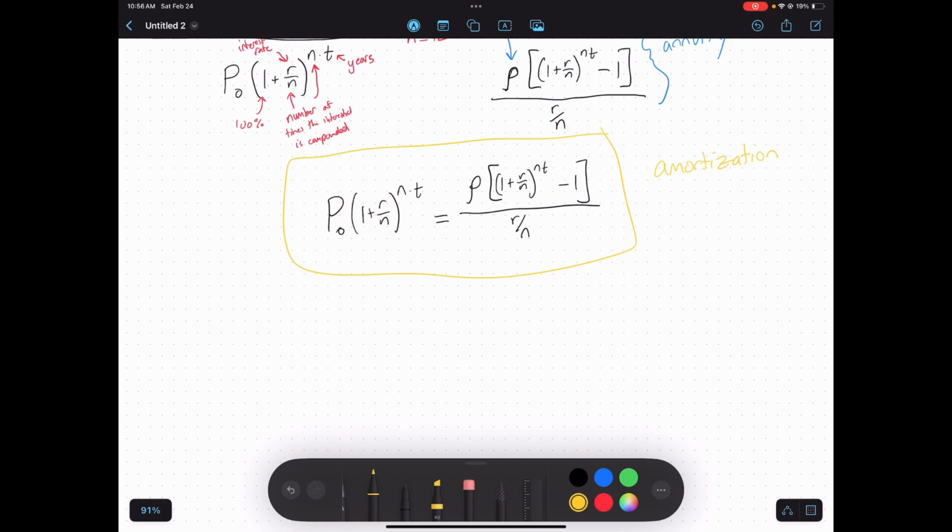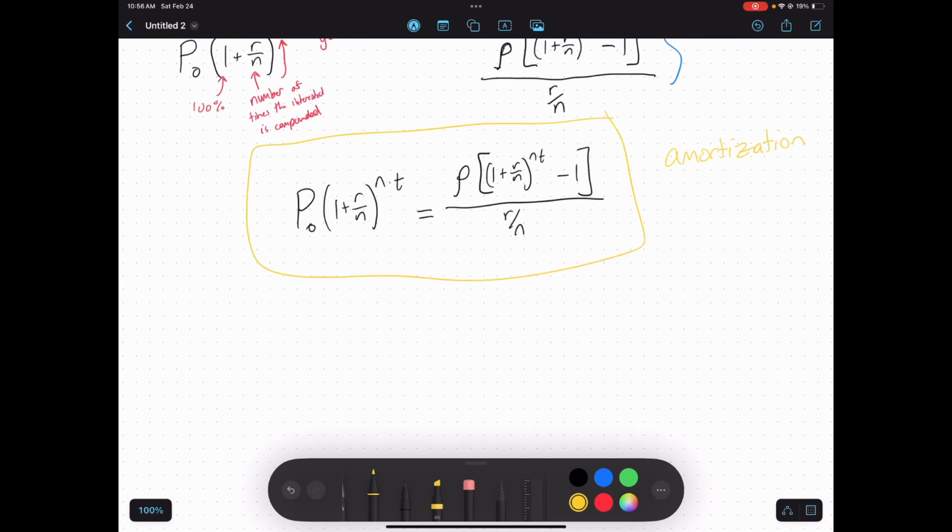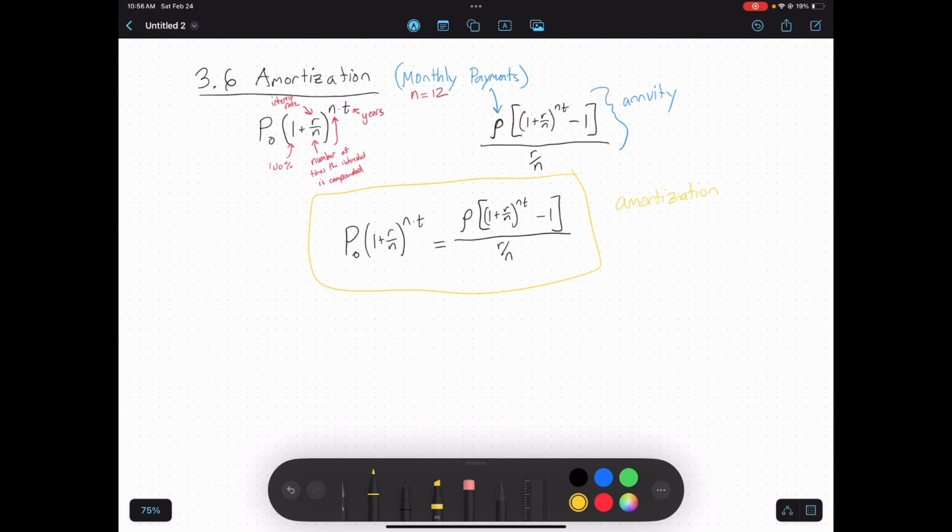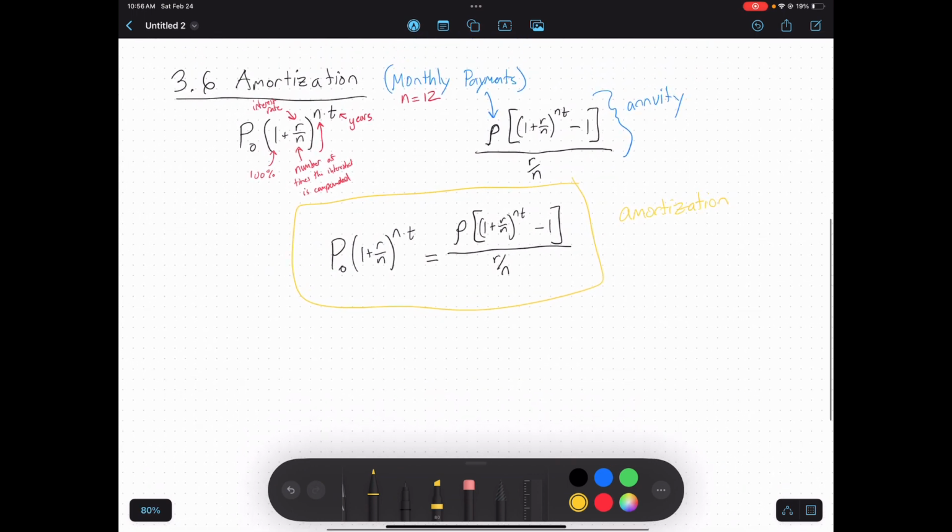This formula together. Okay? So this is the formula you're going to be using on pretty much every single homework problem in this chapter. And like I said, if we know that this is monthly payments, anytime it mentions that word monthly, we already know what my n value is going to be. If it's monthly payments, I can go ahead and just put 12 in for n anytime I see an n. Okay, so that's my amortization formula.